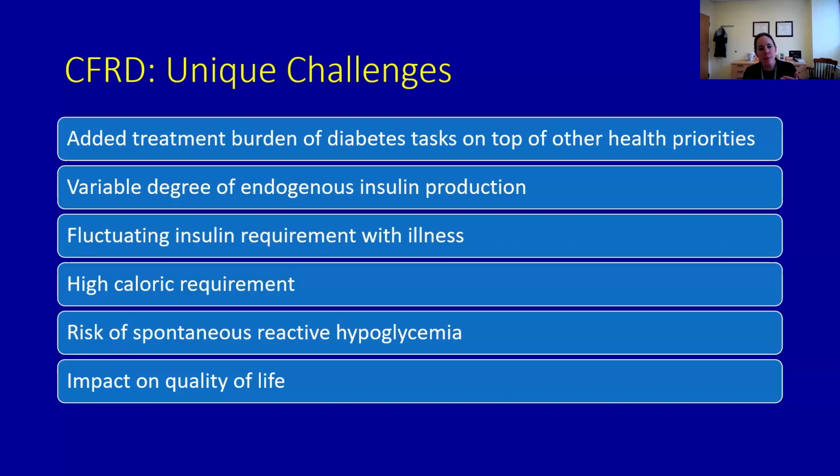In addition, people with CFRD have a very variable degree of endogenous insulin production. Early on in the course of CFRD, someone may only need like 2 or 3 units of short-acting insulin with meals, whereas someone who's had diabetes for a much longer time or who's much sicker, has a lot more insulin resistance, they may be on 50 units a day with both long-acting and short-acting, and really anywhere in between.